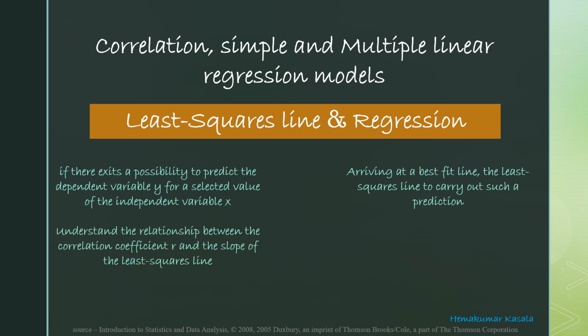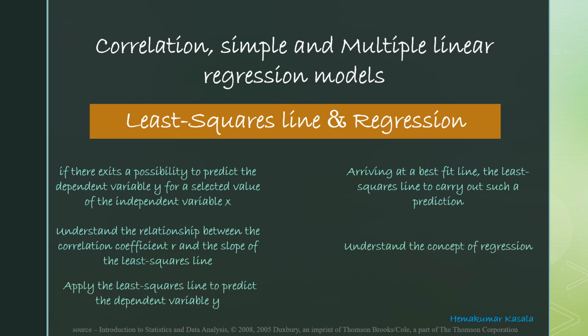Understand the relationship between the correlation coefficient r and the slope of the least squares line. Understand the concept of regression. Apply the least squares line or the regression line to predict the dependent variable y and understand its limitations. Let's get into the lecture.